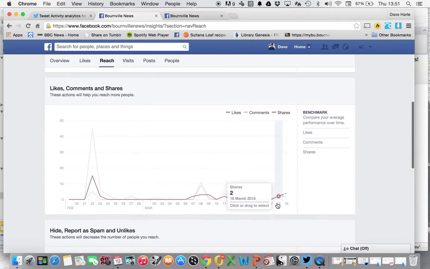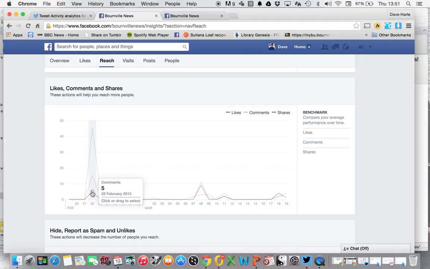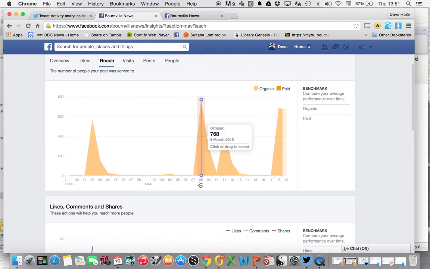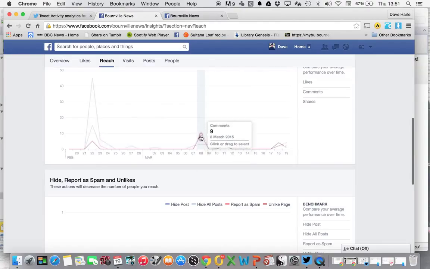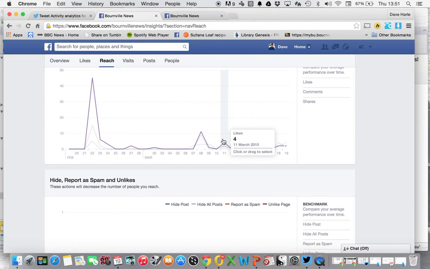Down here we have the number of likes, comments, and shares. This is probably the kind of information we actually need. So let's go, here we go. 8th of March. Does that correspond with that? 8th of March there. So we had a lot of reach. We had 9 comments, 11 likes. So it's not amazing or anything.